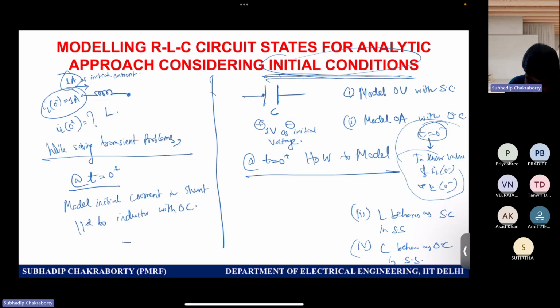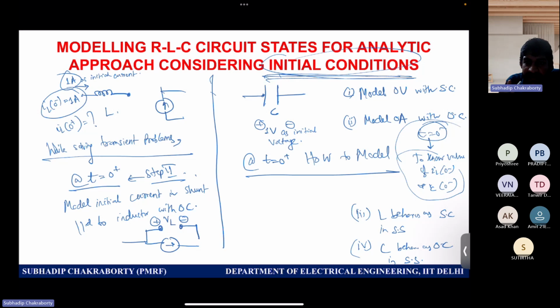Here we need to model, because voltage across the inductor can change instantly, but current cannot change instantly. We need the voltage across the inductor at t equal to 0 plus, which is step 2. In order to find that, you already know that voltage across a current source can vary instantly. Similarly, voltage across an inductor can also vary instantly. So, in order to find that, we apply the initial condition in shunt with the inductor.